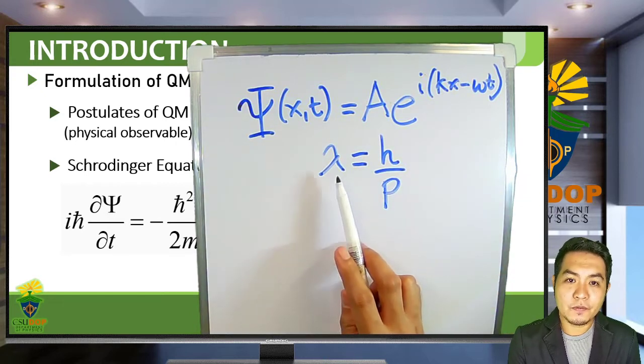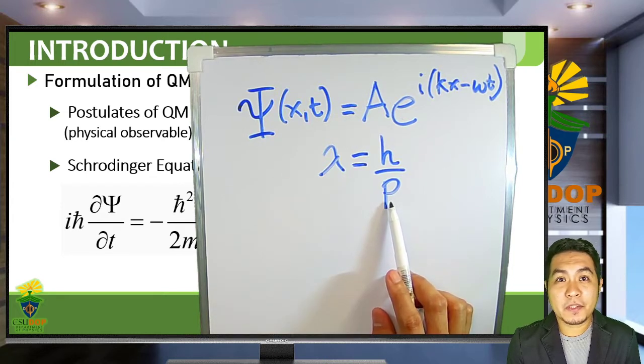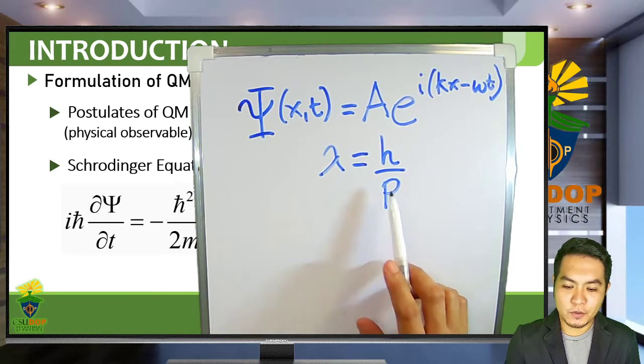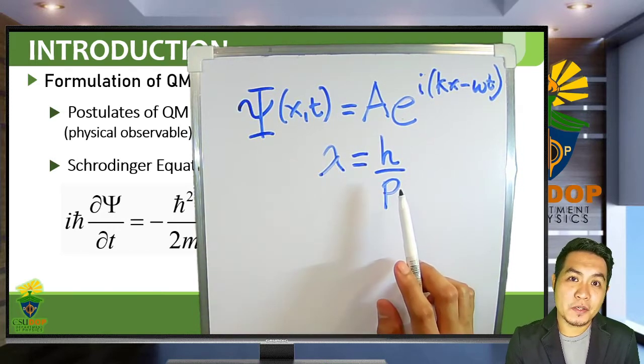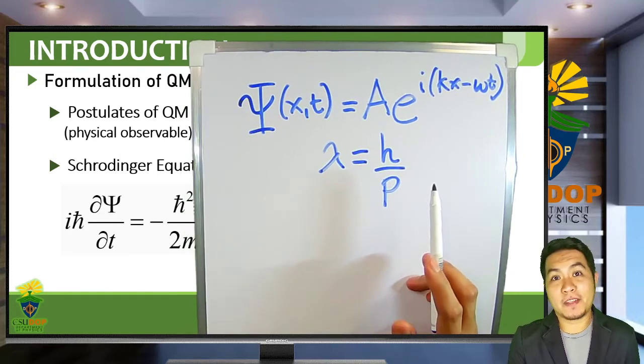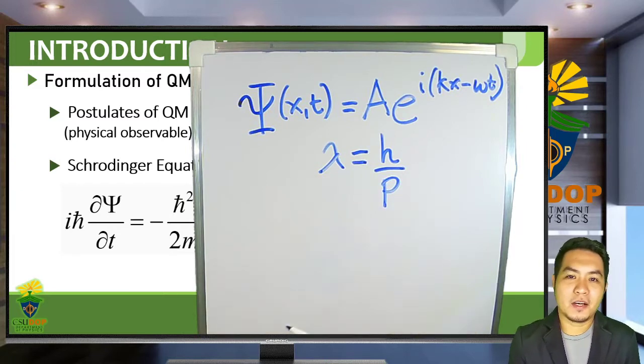Take note, wavelength lambda is a property of a wave. Momentum p is a property of a particle with mass m and velocity v. So this is actually a very important equation because it represents the wave-particle duality of everything, not just matter. So wave is related to a particle and a property.